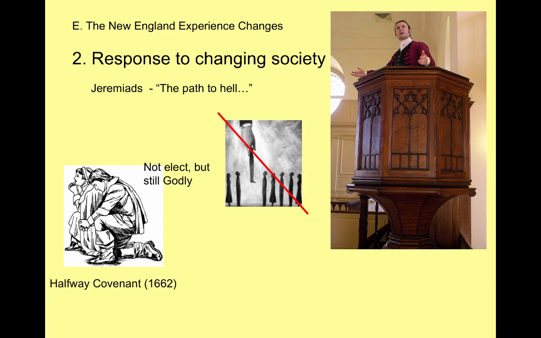And so instead of having to go through all the hoops and ceremonies and demonstrations to demonstrate that you're a visible saint, you only have to go through a few. And so now you're a partial member of the church, and so we're going to say now you can vote. And so this allows more white men to vote, and so that calms tensions down for a while. So the halfway covenant is a way to bring people back to the politics, but also back to the church as well. So it's an example of this response to this growing tension.